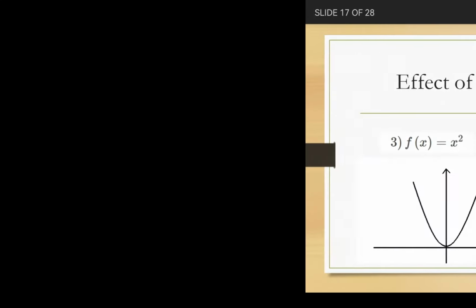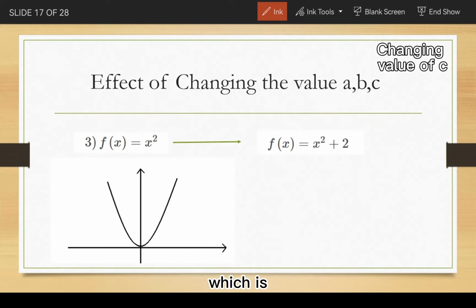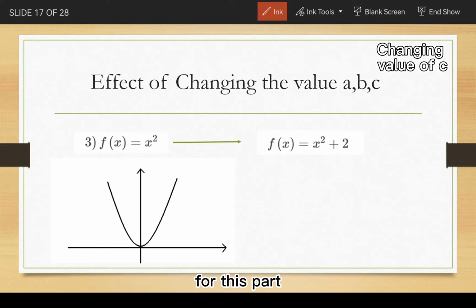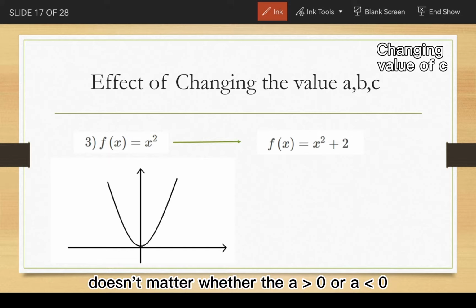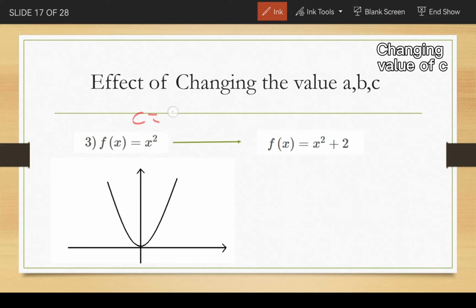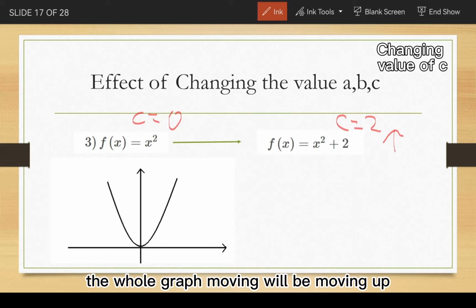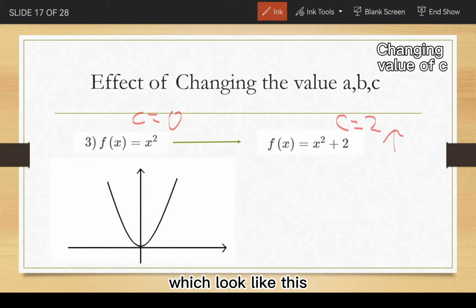Okay, let's proceed to the last part, which is the effect of changing the value of c. For this part, it doesn't matter whether a is greater than 0 or smaller than 0, as long as c is increased. The original c is equal to 0, and now c is 2, which means c is increased. When c is increased, the whole graph will move up, which looks like this.